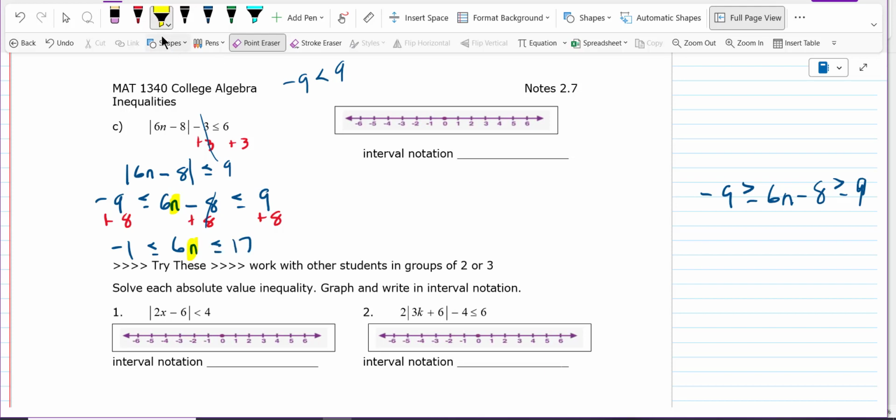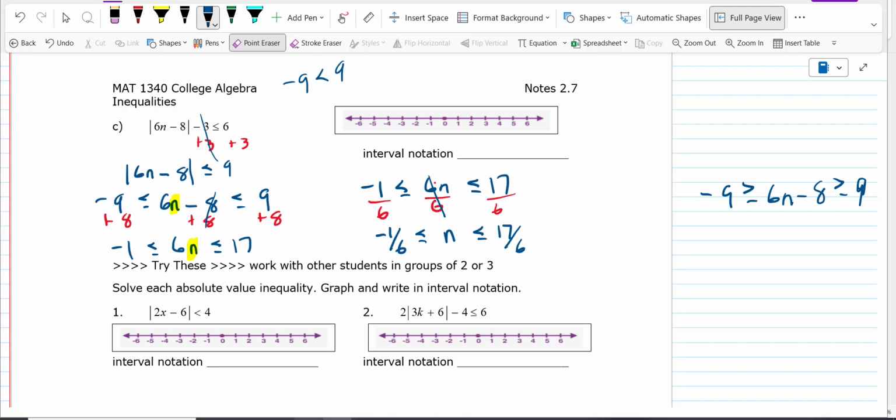Okay, so now we need to divide everything by the 6. So we have -1 ≤ 6n ≤ 17. The undoing operation of multiplication by 6 is dividing by 6. Okay, so that's going to leave -1/6, which is a reduced fraction. That will leave n, and then 17/6 is already reduced.